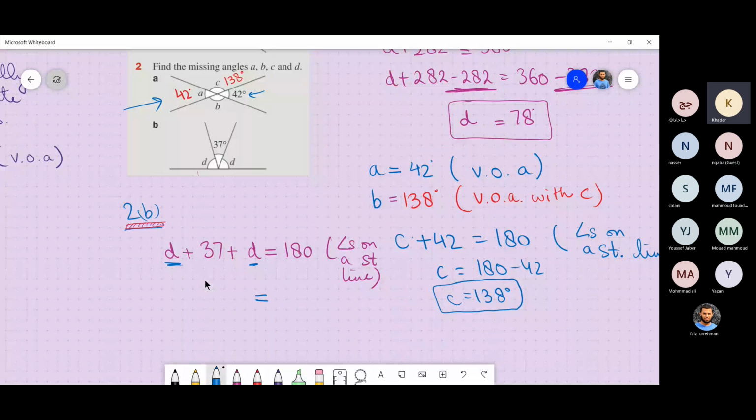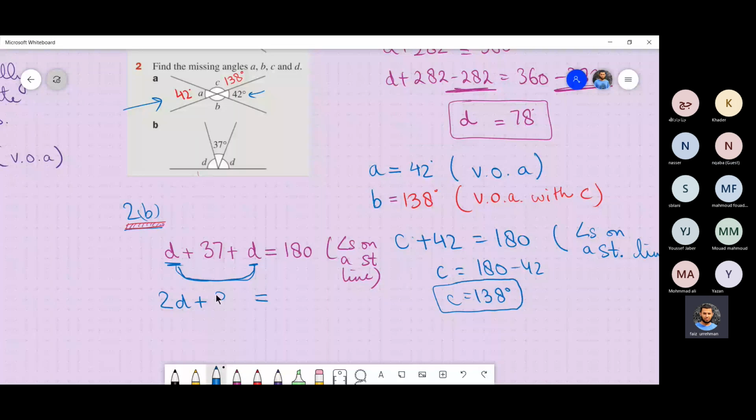Like terms we have to add. D plus D will give me how much? 2D. 2D plus 37. Yes, correct, Nakaba. 2D plus 37 should give me 180.